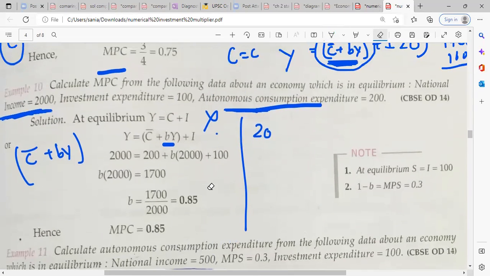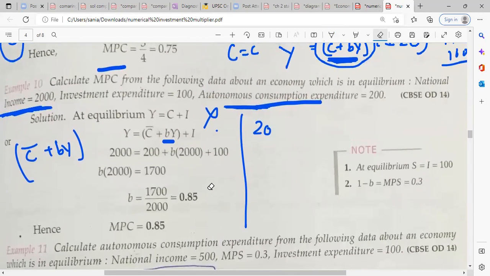Yeah, this question, here you are going to use this formula. You can use it or others, it's totally fine. You have to calculate autonomous consumption. From the following data about the economy, which is in equilibrium, national income is given and MPS is given and investment expenditure is given. So you have to calculate this consumption expenditure. So try it. I hope you can do it.